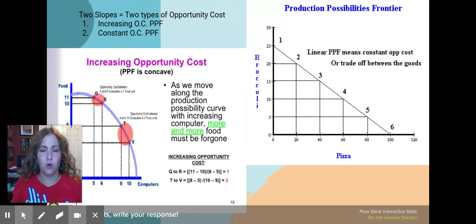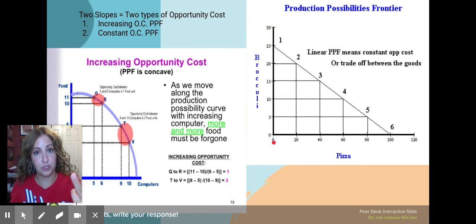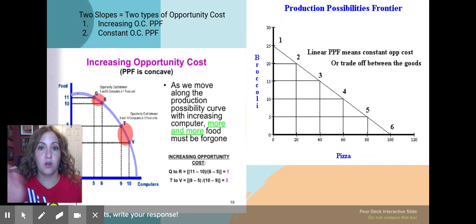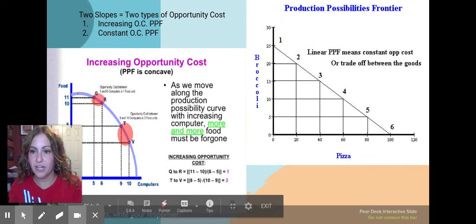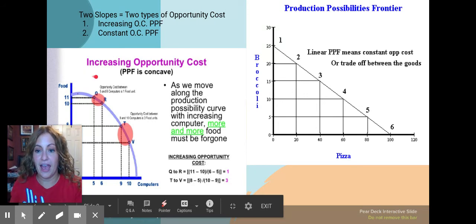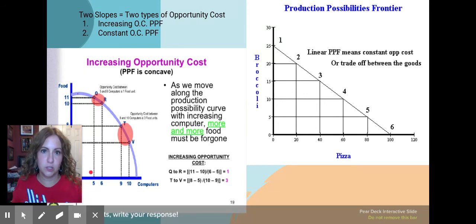So what's the point? What's the difference? When products have similar resources, land, labor, capital, entrepreneurship, human capital, when similar FOPs go into making them, then they're going to have a constant slope. Like broccoli and pizza are both foods. Yes, I know they're made of different ingredients, but they're in the same category of food. They're pretty similar. So it's going to have a constant PPF curve. But here we have food and computers, completely different resources. There's no overlapping here. And so that's where we have an increasing PPF curve.